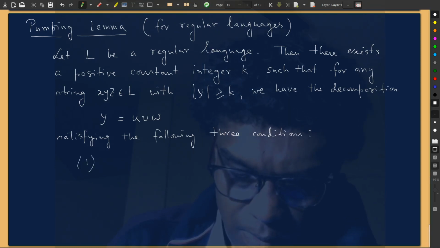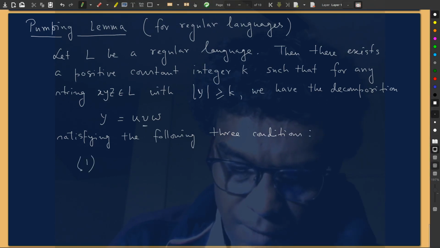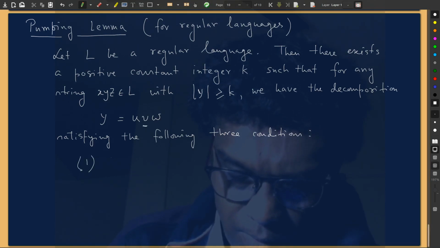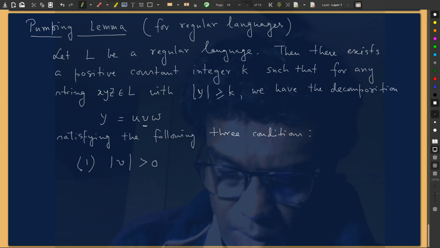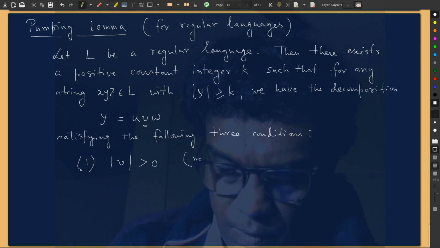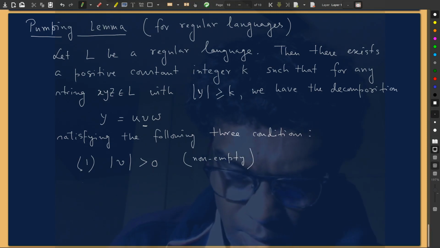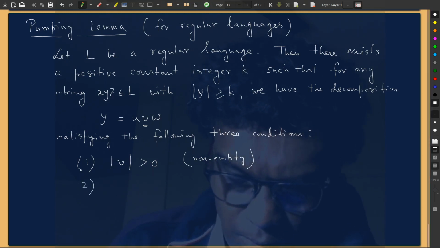One, this middle part v is non-empty. Okay. So this is non-empty, and this is the part that we are going to pump in or pump out.